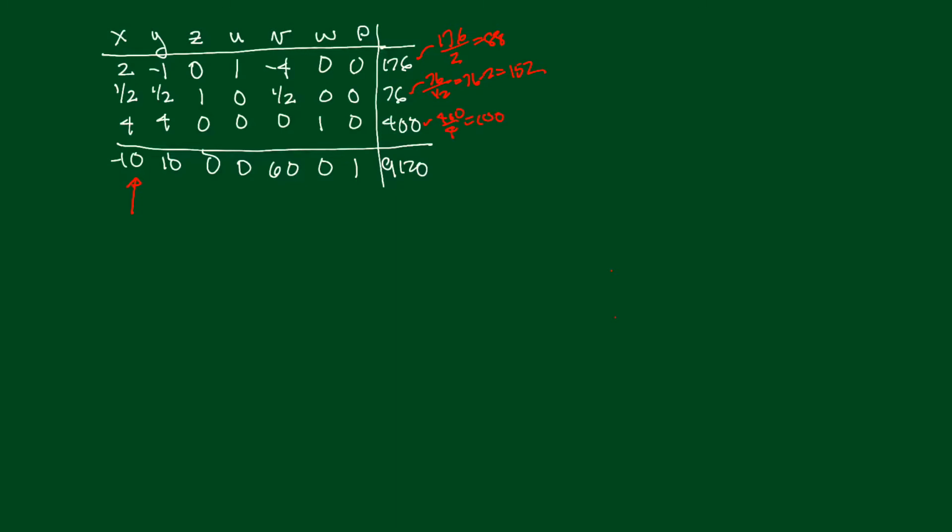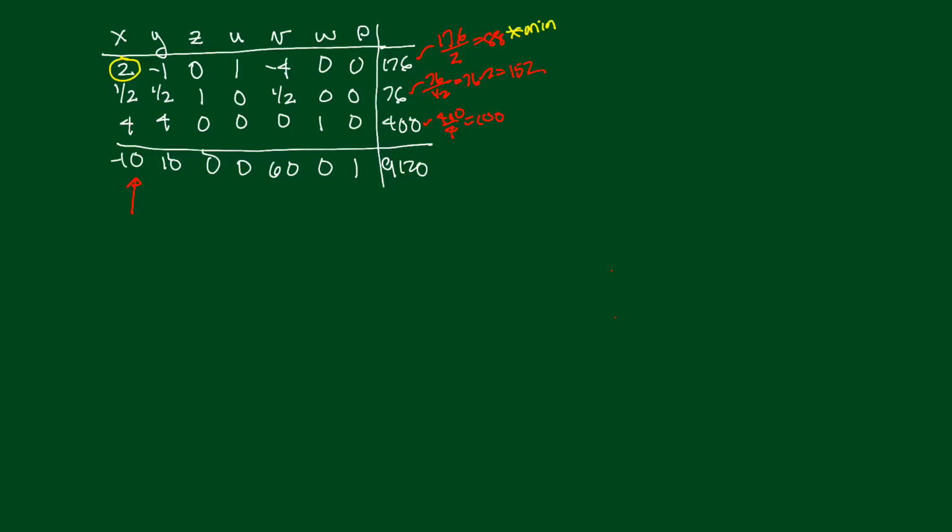And now I look for the minimum value. And there it is right there. That is the smallest value. So that tells me to use this element right here as the pivot element. So that's our pivot right there.